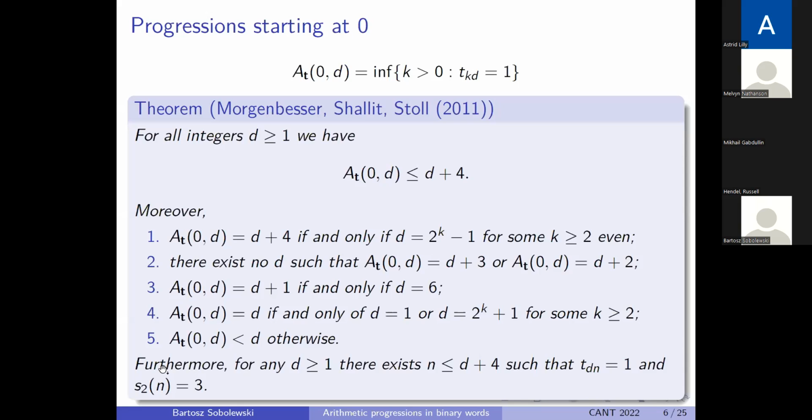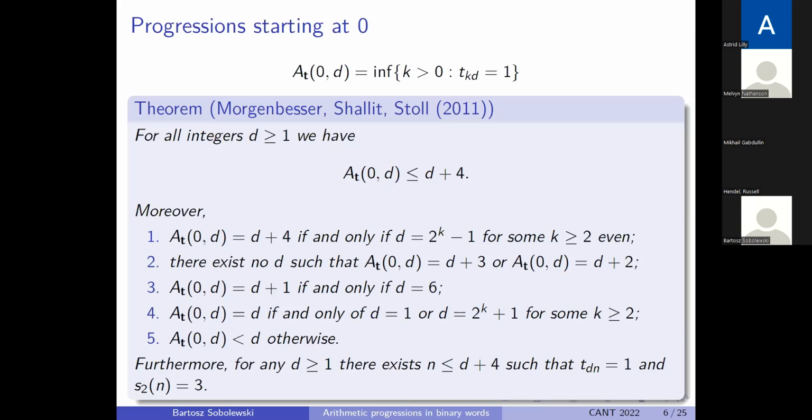And well, additionally, they proved that we can find an integer n such that the term at n is equal to 1, of quite simple form, namely its sum of digits is equal to 3. So there are only 3 ones in its binary expansion. Okay, so we know something about the specific positions at which those arbitrarily long progressions occur.